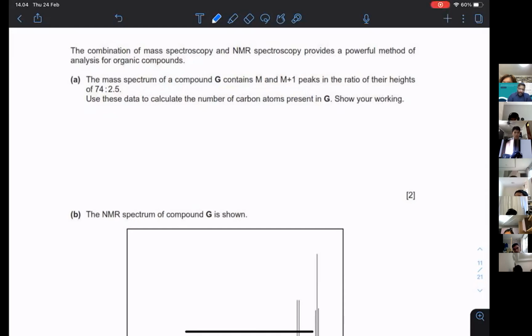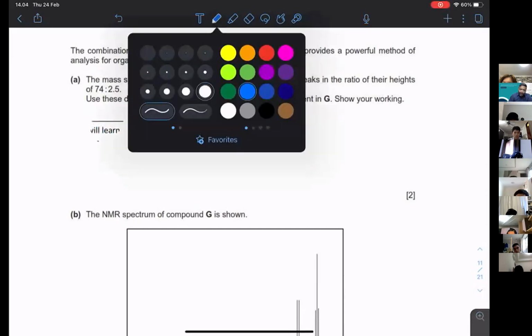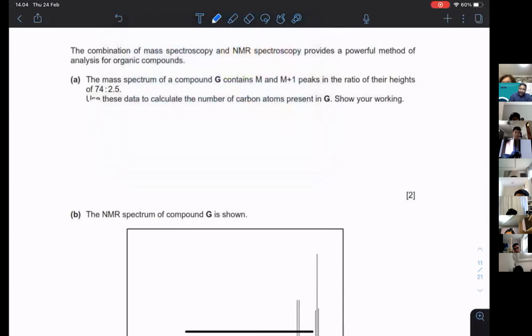So the formula, I hope you remember it. If you want to find out the number of carbon present in G, you use the formula N equals 100 divided by 1.1 times the abundance of M plus 1 divided by the abundance of M. This will not be given for you, so you need to know. M plus 1 abundance is 2.5, divided by the abundance of M, which is 74. You calculate and you will get the number 3. This is important and it gives you 2 marks, very crucial marks for the rest of the questions.